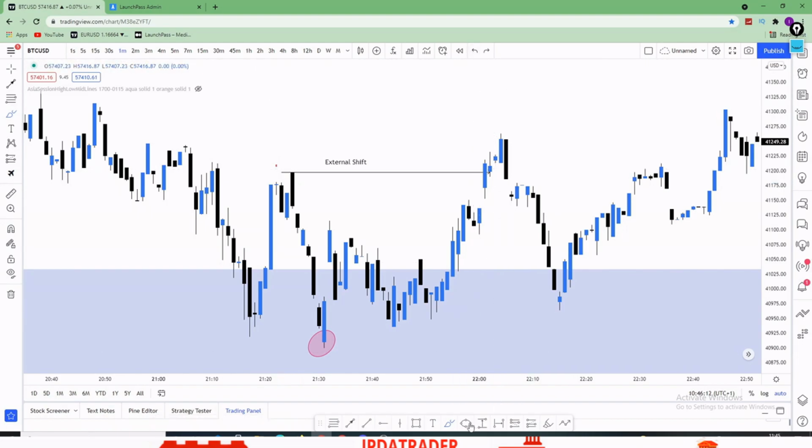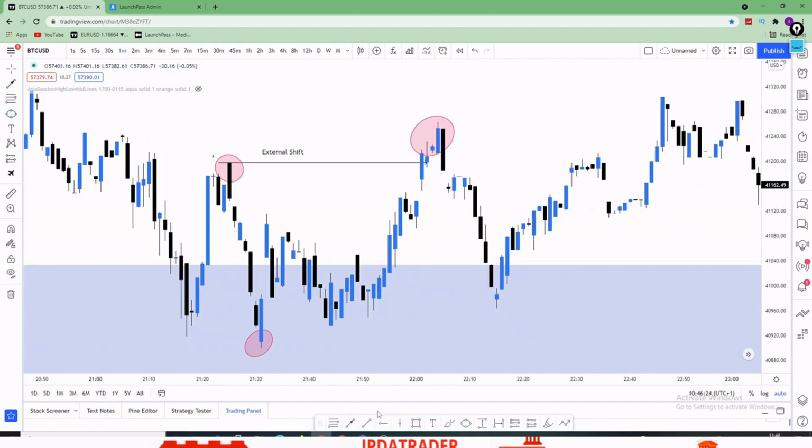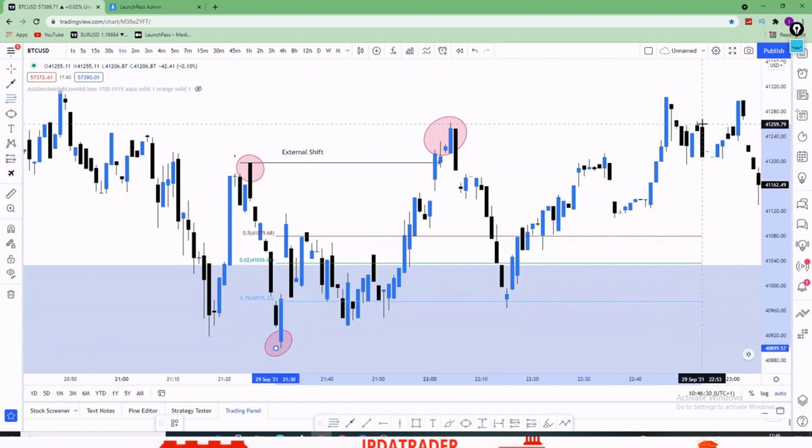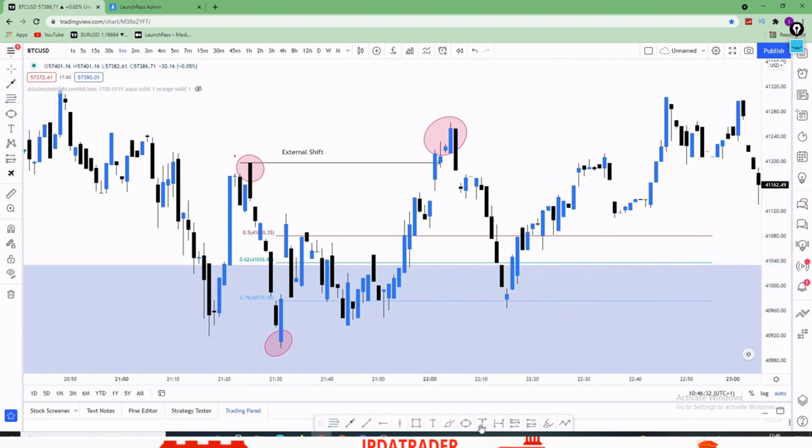Whoops, this is the wrong tool. Just like that, external shift, right? At this point, once this high is made, we have an external shift right here. So now you're waiting for that retracement, right? And you want to grab your fib, place it at the bottom, drag it to the top. And as you can see, if we were to have hit the 50% and then make a new high, that's valid. That's valid for an internal shift, right?